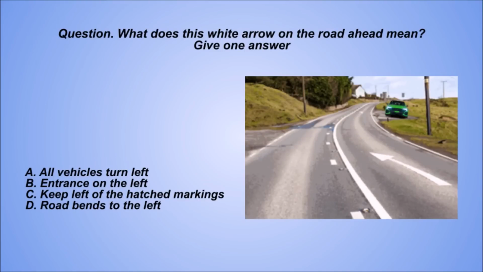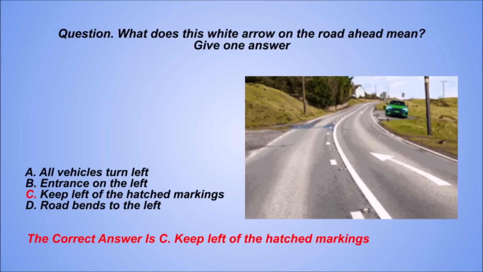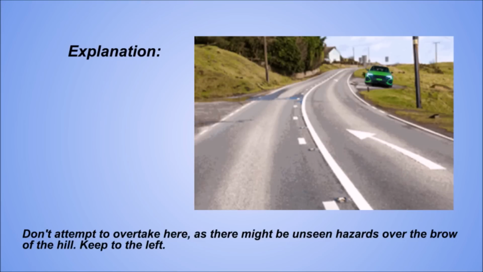Question: what does this white arrow on the road ahead mean? Give one answer. A. All vehicles turn left. B. Entrance on the left. C. Keep left of the hatched markings. D. Road bends to the left. The correct answer is C. Keep left of the hatched markings. Explanation: don't attempt to overtake here, as there might be unseen hazards over the brow of the hill. Keep to the left.